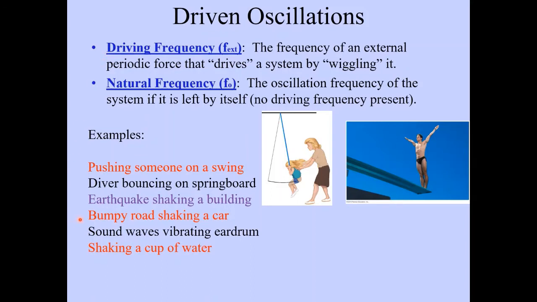When you drive your car over a bumpy road, the bumps in the road are causing your car to shake or vibrate. And that is a vibrating frequency caused by the road and, of course, the speed that you're driving by. Sound waves also hit your eardrum. When you listen to music, different sound waves have different frequencies. And those different sound wave frequencies are making your eardrum vibrate at that particular frequency.